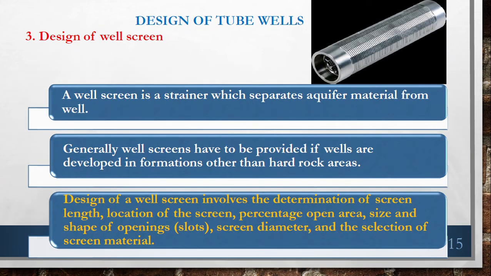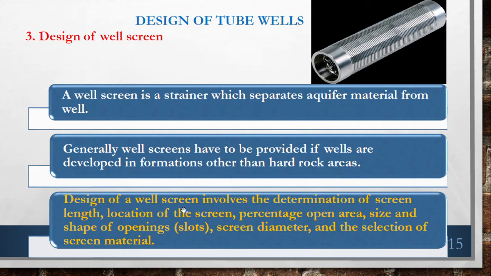Now we are moving on to the third step, the design of well screen. The well screen is a very important part of the well, and it is placed at the very bottom of the well. It has many holes in it. It allows water to enter the well. It filters the water and restricts fine particles from entering the well. That is the purpose of this well screen, and it makes horizontal flow of water possible. It is a strainer which separates aquifer material from the well.